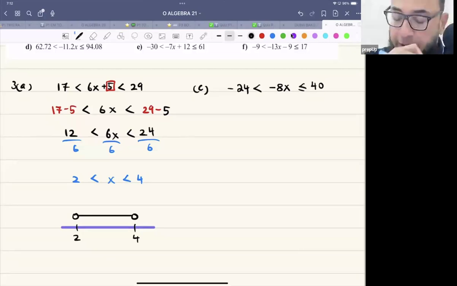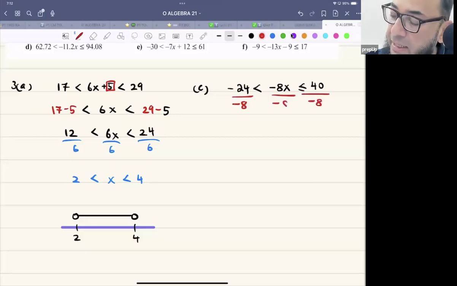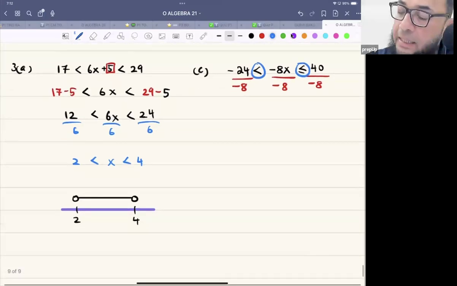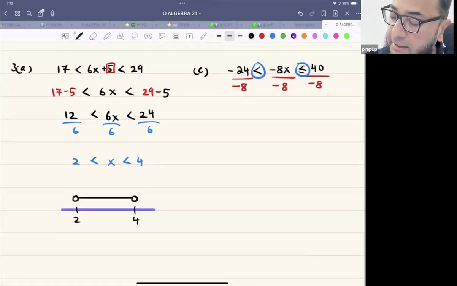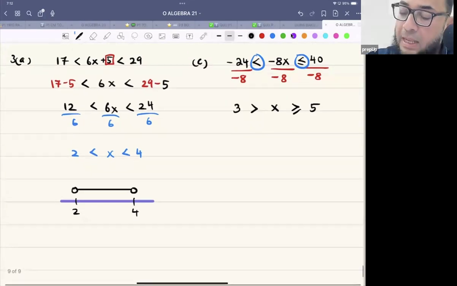Okay, now this is kind of tricky. Both the inequalities will flip. So therefore, divide by negative 8, divide by negative 8, divide by negative 8. This inequality will flip, this inequality will flip. So therefore, I'll write this like this. This will be x. 40 over 8 is 5. 24 over 8 is 3.